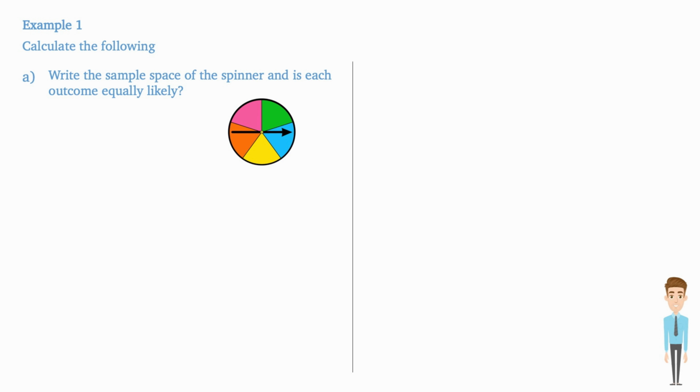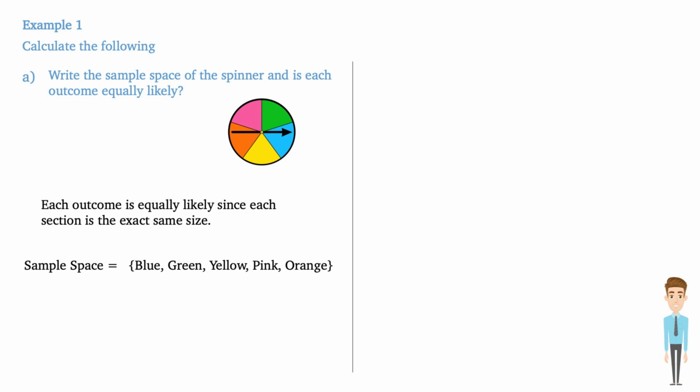Example 1. Write the sample space of the spinner, and is each outcome equally likely? Firstly, we can say that each outcome is equally likely since each section has the exact same size. The sample space is all the possible outcomes, and in this spinner is blue, green, yellow, pink, and orange.